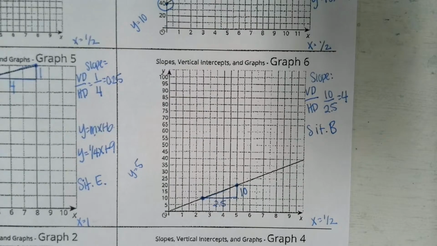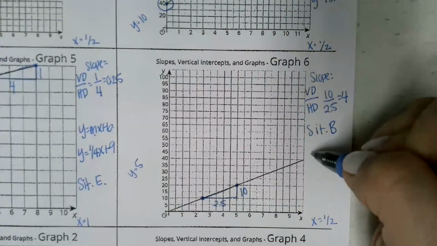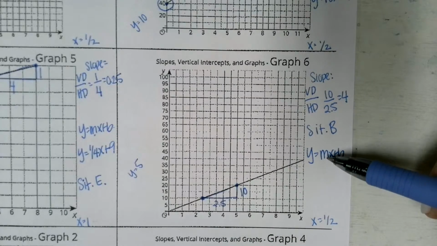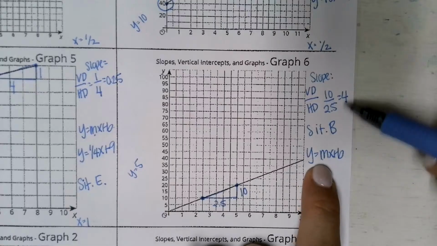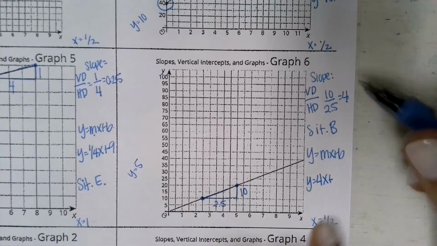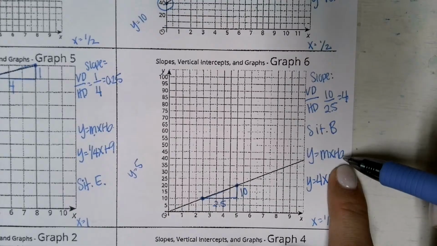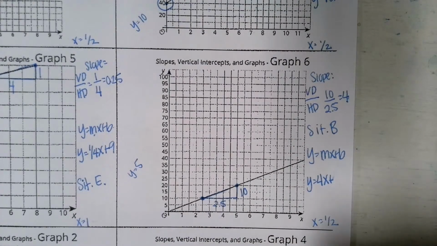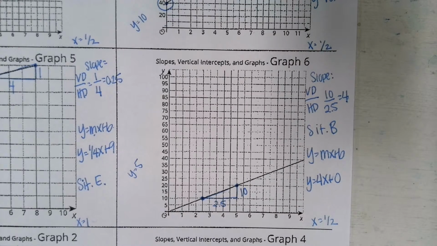Now let's write an equation to represent this. So again, it's going to be in the form of y equals mx plus b. m is my slope. Every time, I'm going to take out m and replace it with 4. y equals 4x plus b, the y-intercept. Well, our y-intercept here looks to be 0, 0. So y equals 4x plus 0. This is actually a proportional relationship.